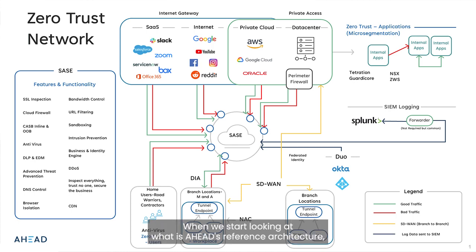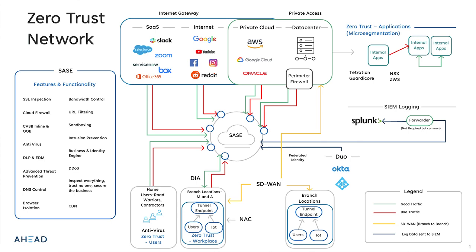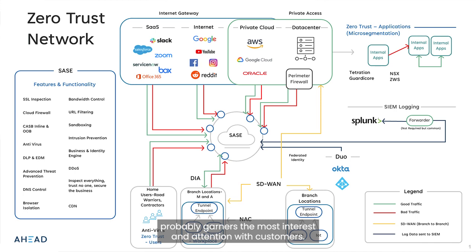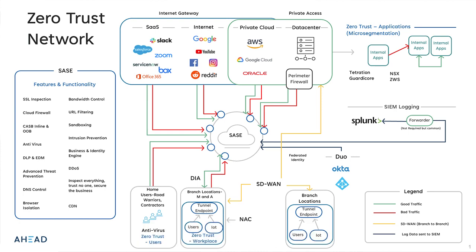When we look at Ahead's reference architecture, we have this basic slide that probably garners the most interest and attention with customers. This is how we've really broken down zero trust, into 3 different areas. When we look at this slide, we ask how we enable customers to get to the point where they can say, I'm going to put my apps anywhere, my users are going to be anywhere, and how do I have a network and security construct that supports this, so that I have a common security construct that I'm always checking against.